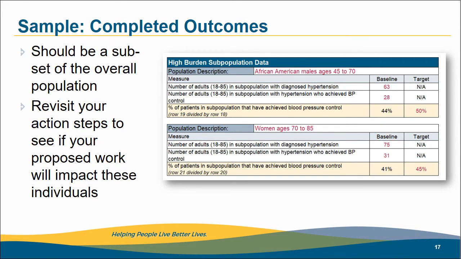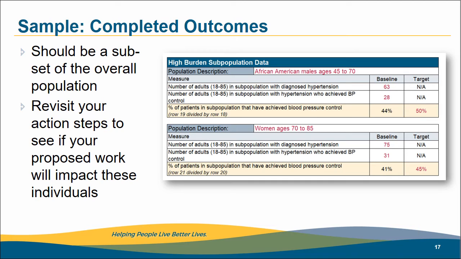Your organization would then go through a similar process of looking at baseline data and setting targets for those high burden subpopulations. Again, the high burden subpopulation or priority population identified by your organization is identified through the use of data. It gives you an opportunity to look at your overall population and identify subsets that maybe need a little bit more intense intervention or may be more at risk for a particular health condition. Again, the pink that you see is information that your organization would be populating into the cell.